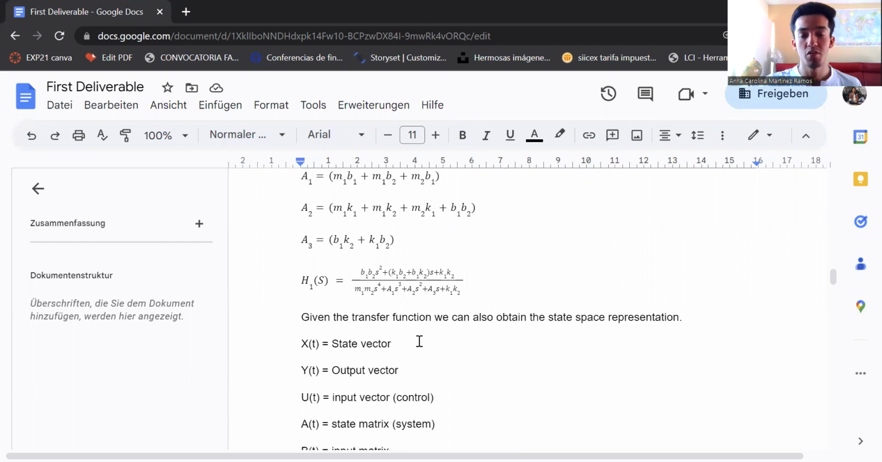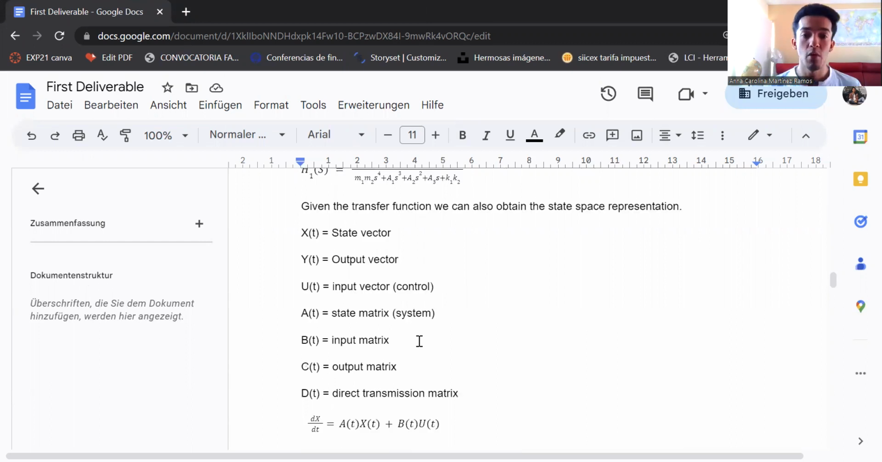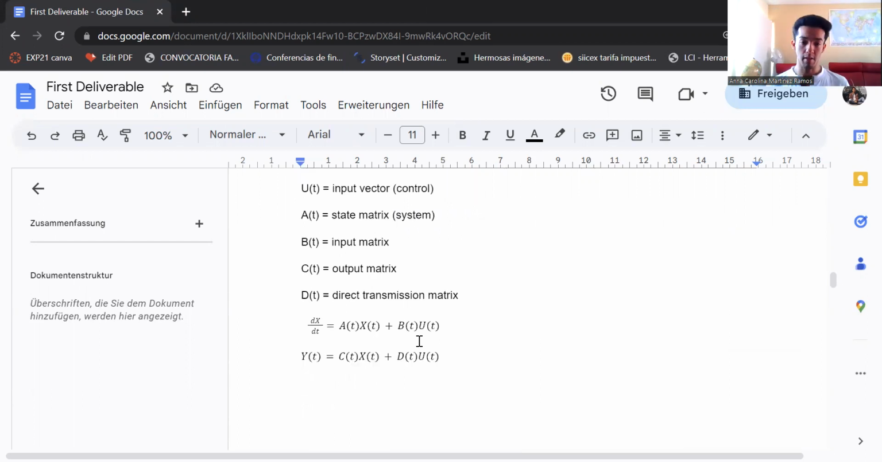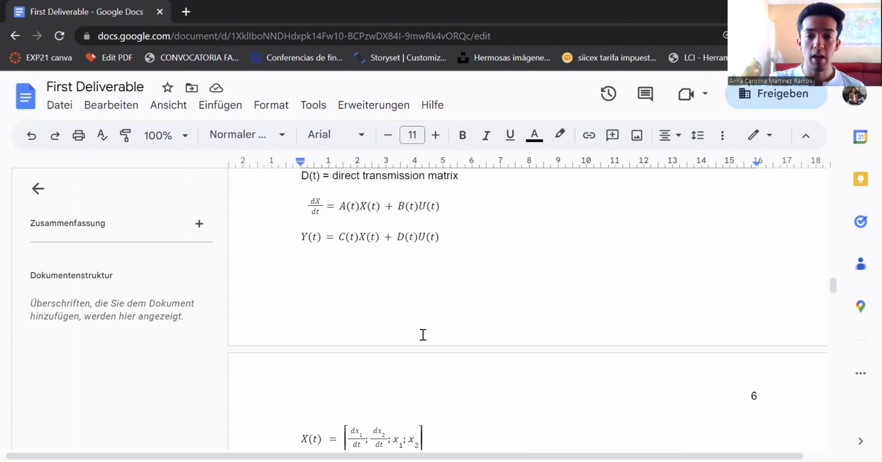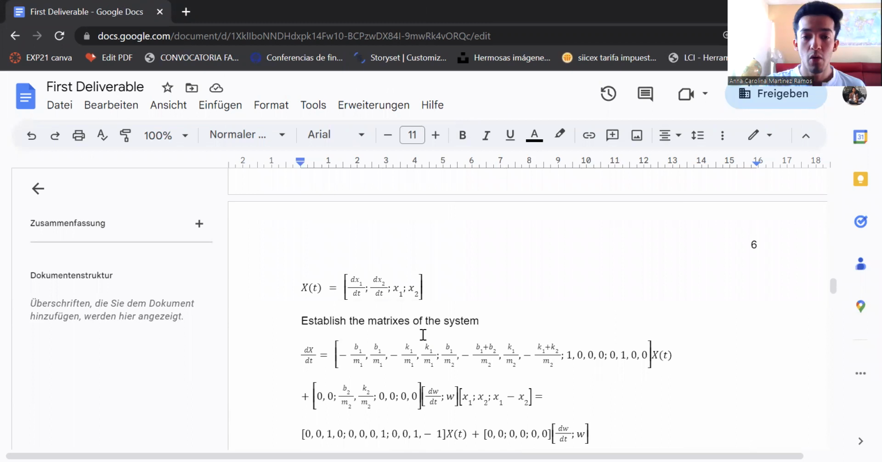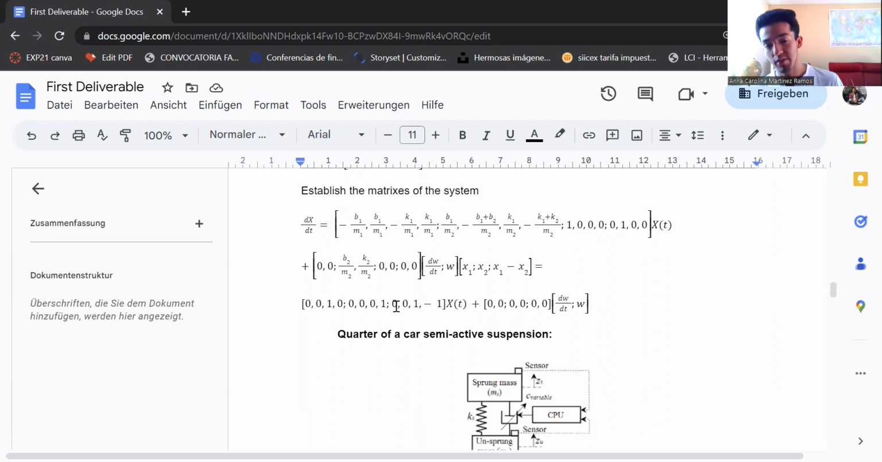And using these previous equations to give the transfer function, we can also obtain the state space representation, which also has some variables, which we name x, y, u, A, B, C, and D. And well, these basically are putting all the equations together. We are applying the state space correlation by establishing some matrices of the system, and therefore we are left with this equation of the state space correlation and how it is going to work.